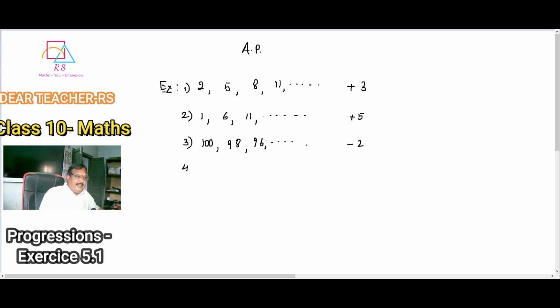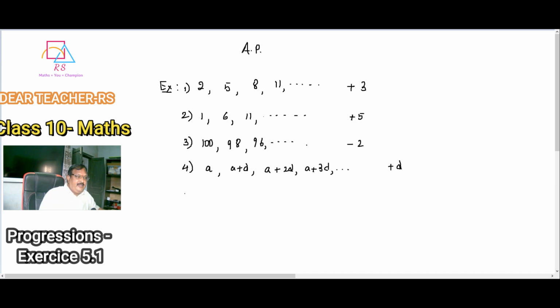I can give you one more example: A, then A plus D, then I add one more D, A plus 2D, and A plus 3D, and so on. So here we keep adding D. Now this is an AP. This type of sequence we call an arithmetic progression.